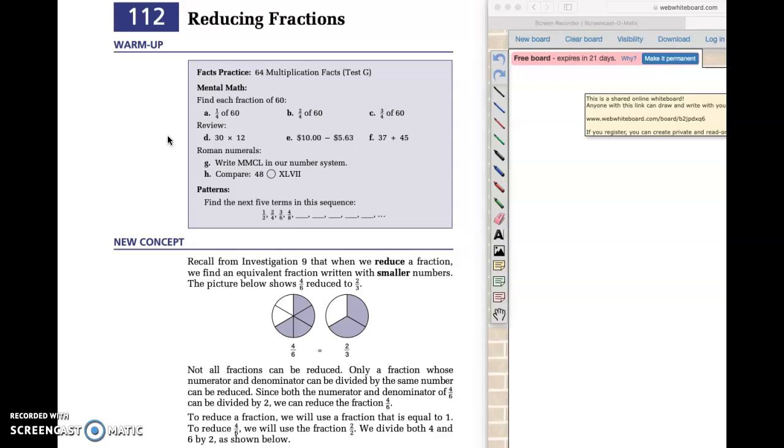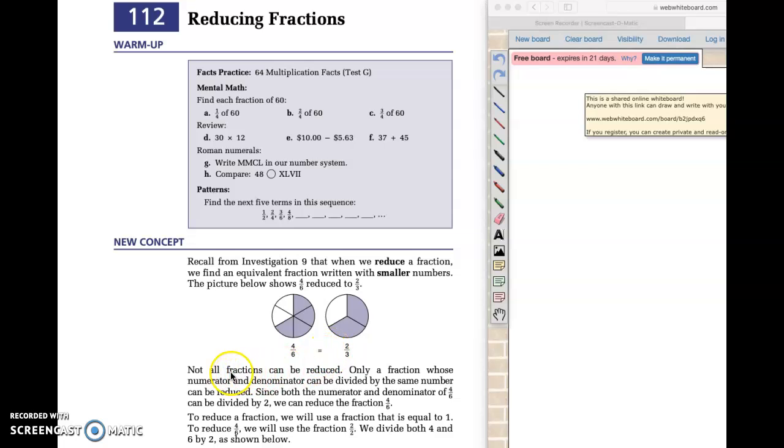When you reduce a fraction, you are finding an equivalent fraction which represents the same quantity written with smaller numbers. So if you look at this diagram right here, you'll see that in the first diagram you have 6 pieces. When you have 4 of those 6 pieces filled in, you have the same area filled in as 2/3. And that's because both the numerator and the denominator can be divided by the same number. 4 can be divided by 2, and 6 can be divided by 2, which results in 2/3.